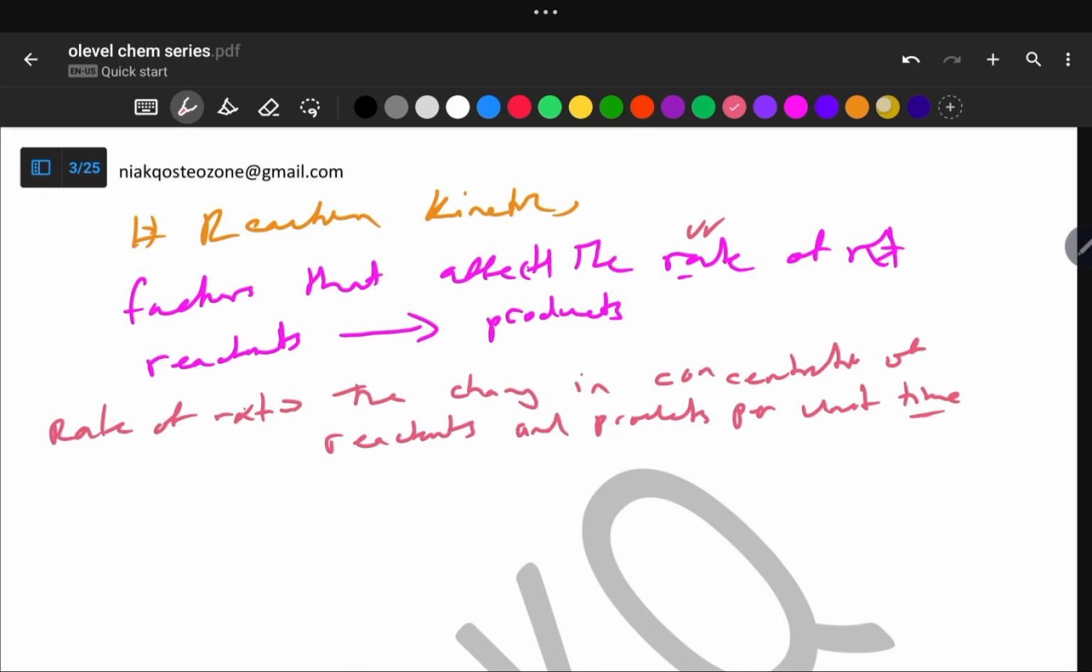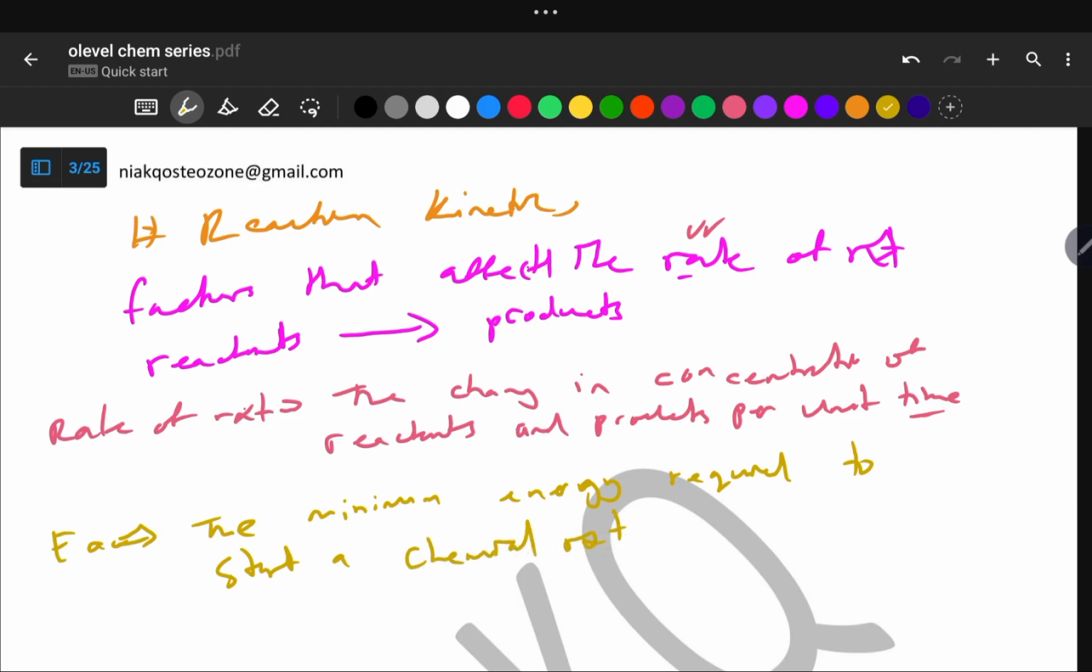So we have other terms which we need to define, like activation energy. So activation energy is defined as the minimum amount of energy required to start a chemical reaction. So we have what you call the catalyst, right? So these are the factors which affect the rate of a reaction, right?